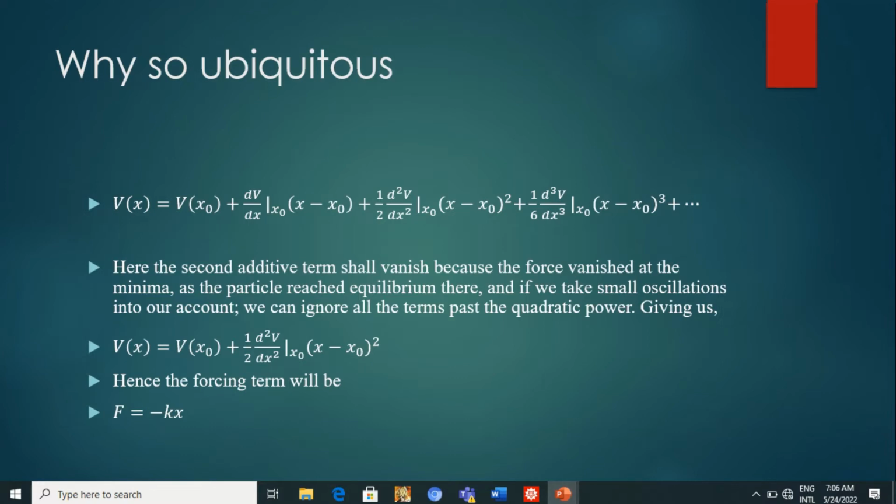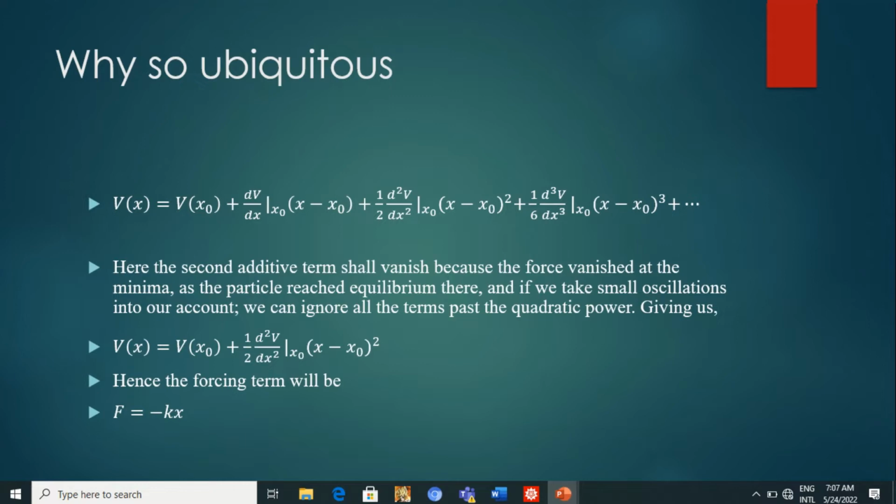Now imagine that we have any potential, V of x. We can always expand it using the Taylor series. And if we are talking about smaller and smaller terms, we can actually ignore each and every term past the quadratic power term, which implies that your 1 by 6 d3V over dx cubed term would be neglected. But why so? Because we are taking x to be small, and for a small x, its cube is even smaller, negligible. And so is every other value that comes after that.